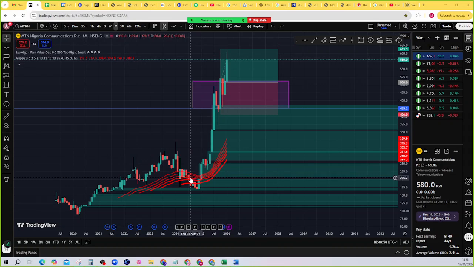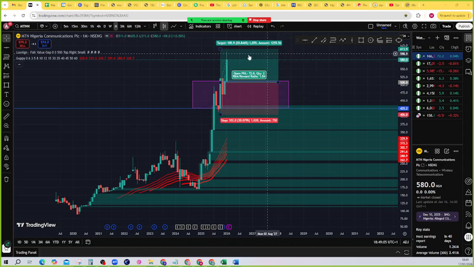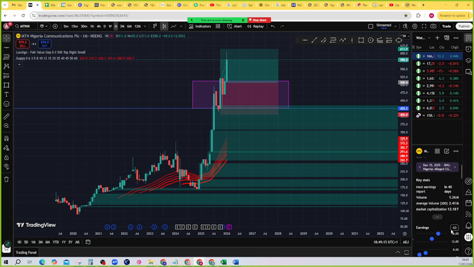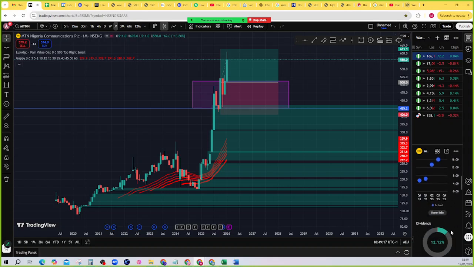If you have bought MTN around 200 naira, around this price, there's no need for you to be looking to sell again because this stock is now close to 600 naira, from 200 naira. Yes, what is their dividend? What should we expect? Let me even check that one. Then it will give us a clue.